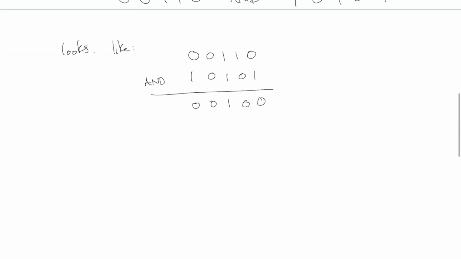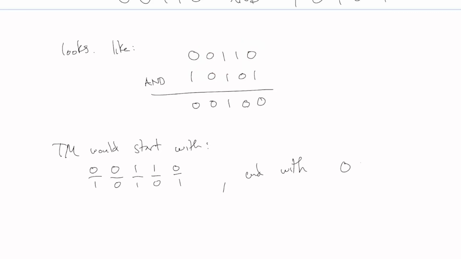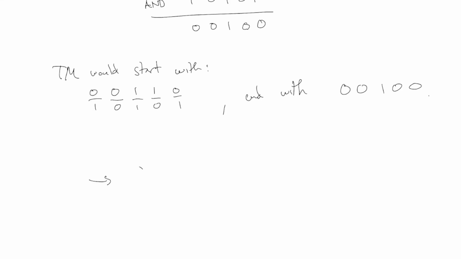So in this example, the Turing machine would start with, on the tape, these stacked bits. Right? That's the stack of these inputs. And then it would end with the answer on the tape. 0, 0, 1, 0, 0. Right, that's the idea. All right, let's see if we can do it. So I will start like that.